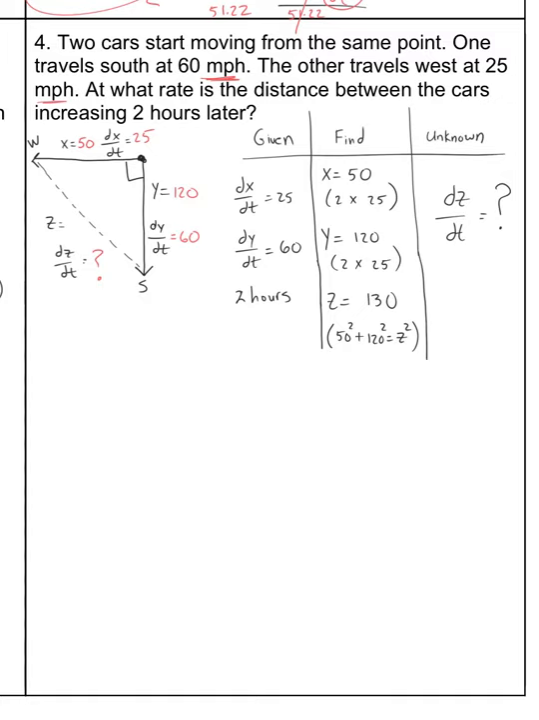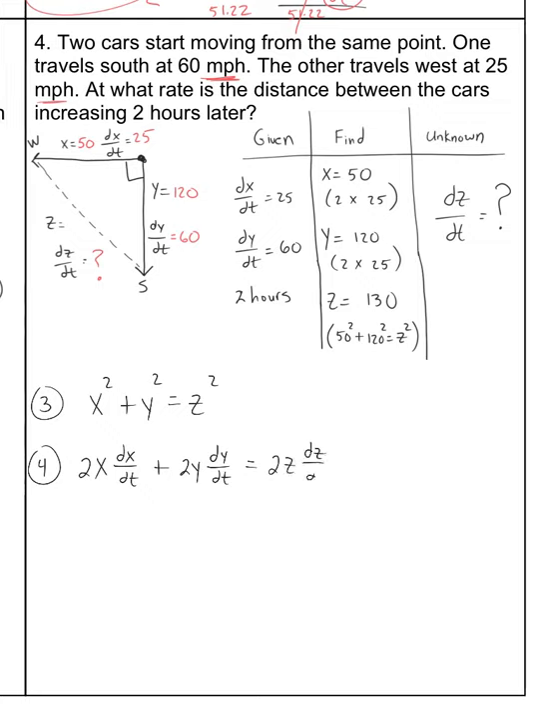Okay, so third step, we need the equation, good old Pythagorean's theorem. Easy point, x squared plus y squared is equal to z squared. Fourth step is our derivative. We use the chain rule on every variable. The derivative of x squared is 2x dx/dt. The derivative of y squared is 2y dy/dt. And the derivative of z squared is 2z dz/dt. All right. Simplify it if you like. I like to cancel out the 2's and plug in what we have.